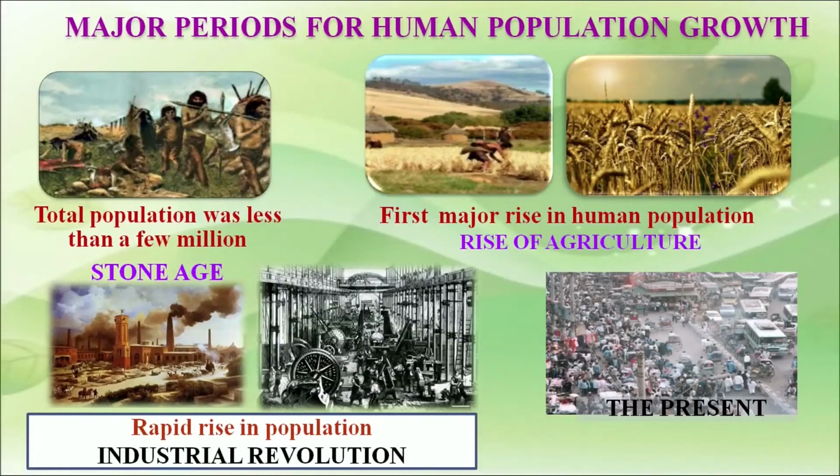Social and environmental issues are centered around population growth. We study population to know how organisms interact with each other and with the environment, and to make better predictions about the factors that may cause change in population growth and population size. Look at the figure. We will start from the Stone Age. Total population was less than a few million. When agriculture began, there was the first major rise in population, and a rapid rise when the industrial revolution started. Now you can see the present situation of population growth.